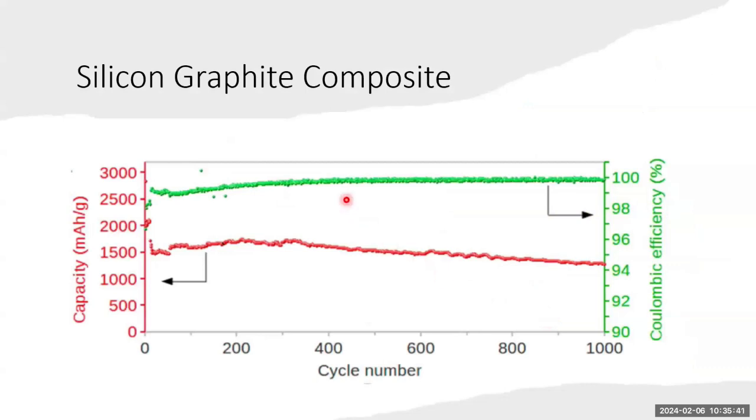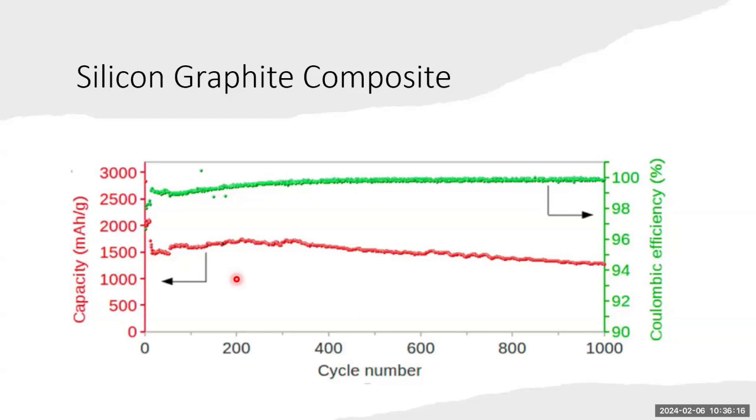So lastly, the silicon graphite composite, as I mentioned earlier, when you cycle it, you get a very good capacity, stable at 1500. With only graphite, you have a capacity of 372 milliamp hour per gram. Right now, you have a capacity of 1500 milliamp hour per gram. That means you have increased the capacity of your anode by mixing silicon with the graphite.